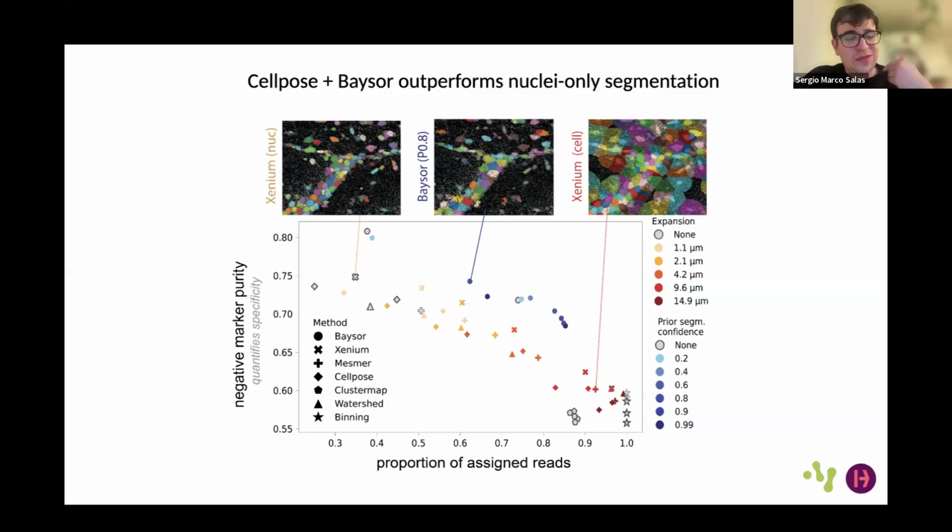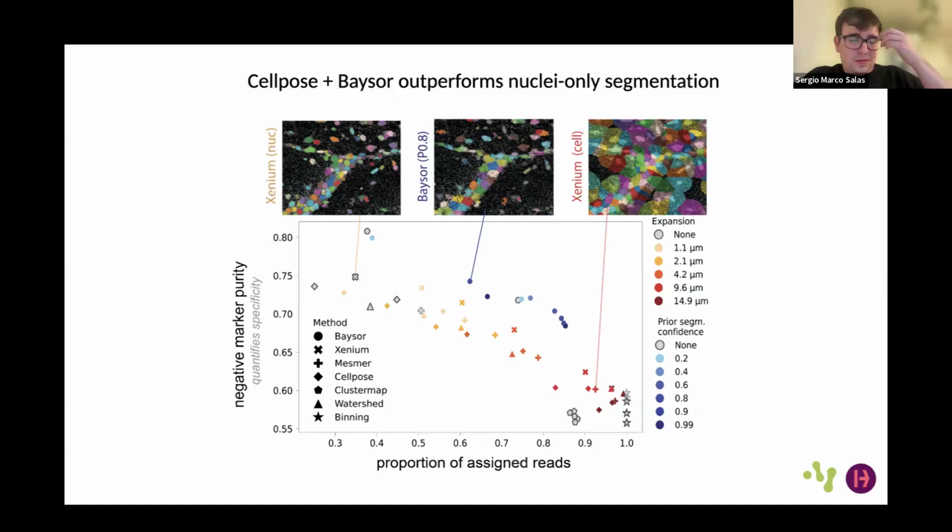So to quantify this, we put together this negative marker purity, which is a metric for specificity. Essentially, what we looked at is the lack of co-expression of genes that were not supposed to be co-expressed in a reference single cell dataset. An example of this is an oligodendrocyte and an astrocyte marker, or a fibroblast and an endothelial marker, that we know, because we have a reference single cell dataset, should never go together. We evaluate how many times they co-localize in our tissue, in our segmented cells.